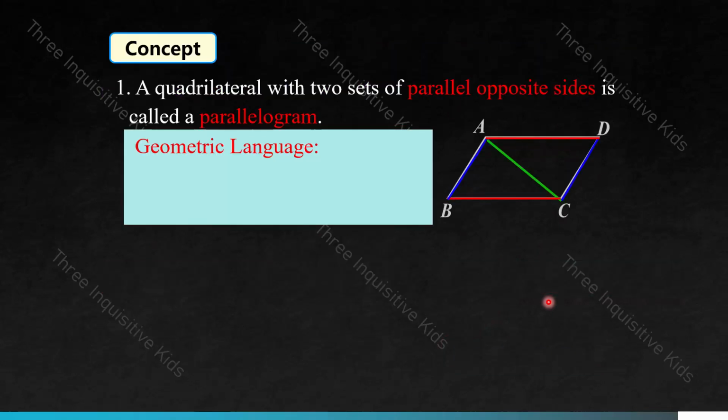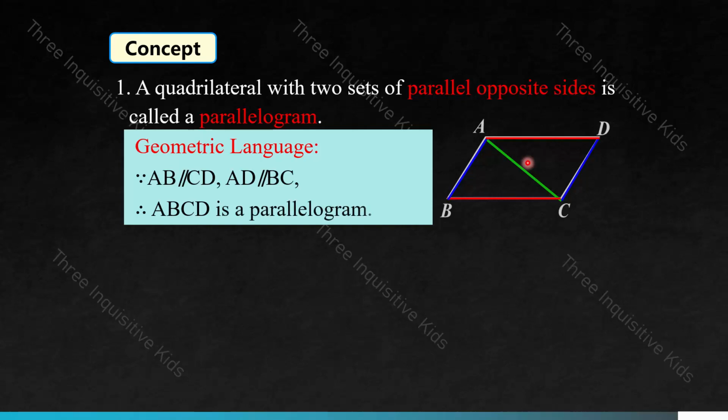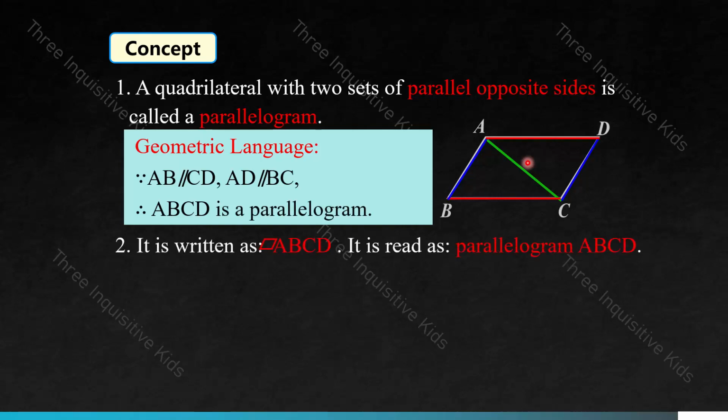So here's the concept. A quadrilateral with two sets of parallel opposite sides is called a parallelogram. In geometry, it would be written as: if AB is parallel to CD and AD is parallel to BC, then ABCD would be a parallelogram. This is the way you would write it down on paper, and it is read as parallelogram ABCD.